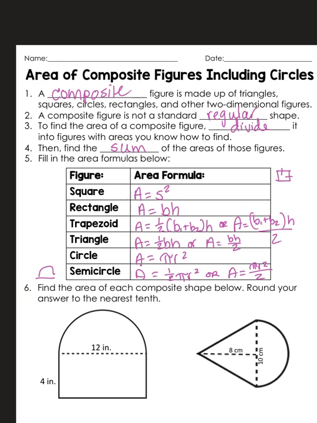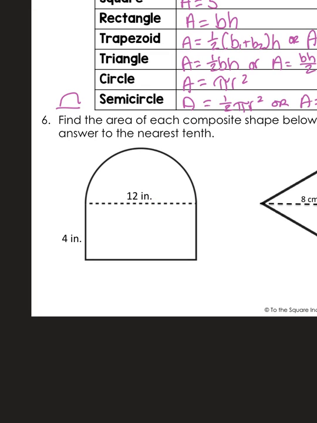So now let's go ahead and do an example. I'm going to start with this first one. I noticed that this has different shapes. I've got this rectangle and I have a semicircle here. So I'm going to start with the rectangle, and I know that that would be this part right here.